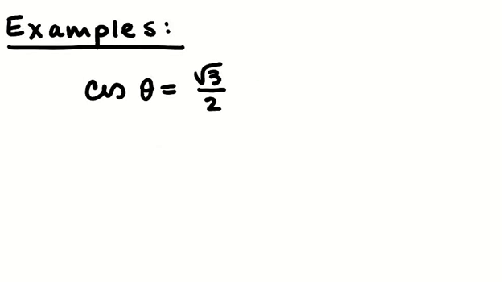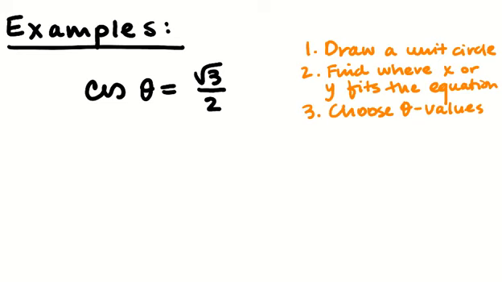Here we have cosine theta equals root 3 over 2. This is a very typical example. The steps I'll tell you to take are: 1, start by drawing a unit circle. Then draw a little dotted line to find where x or y fits the equation. In this case, cosine is root 3 over 2, so we're going to find where x is root 3 over 2. And then we'll choose out the theta values. So first thing I'm going to do is draw a unit circle.